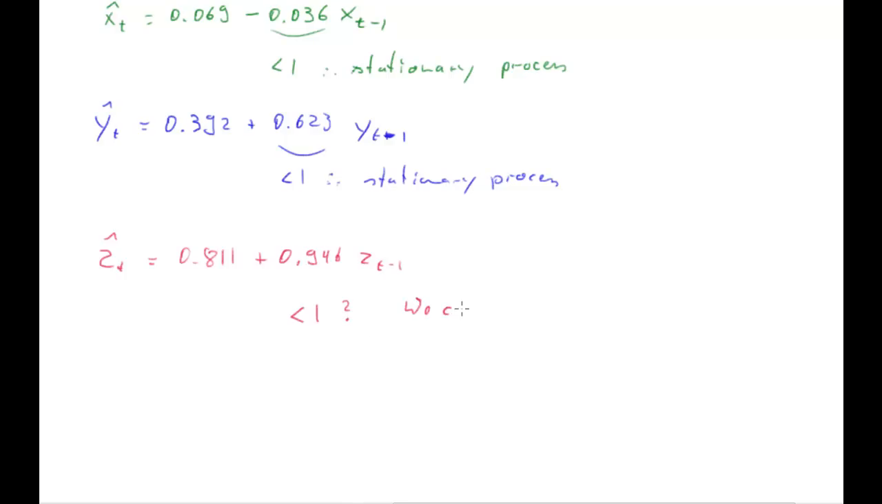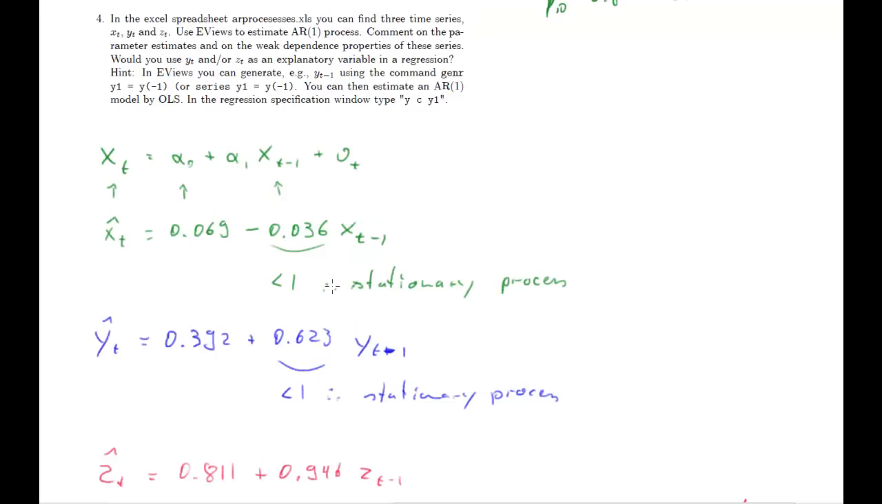We cannot use a normal t-test to test the hypothesis over this coefficient here, let's call it gamma 1, of gamma 1 equal to 1, or that gamma 1 is smaller than 1. Unfortunately, we cannot use a t-test to do this. I discussed this in the lecture. So at this stage, we just have to leave it at a little bit of hand-waving and say that we are possibly somewhat suspicious about this series, whether it's stationary or not.